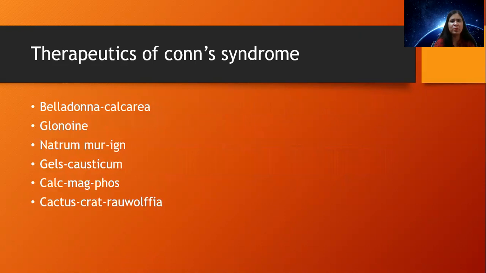The homeopathic therapeutics of Conn syndrome are belladonna, calcarea, glonoine, natrum mur, ignatia, gelsemium, causticum, calcarea groups, magnesias, phosphorus, cactus, crataegus, rauwolfia.